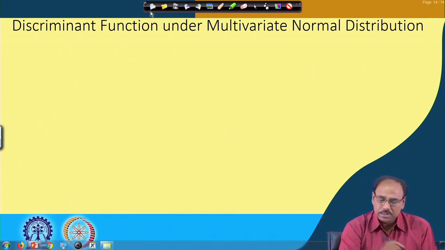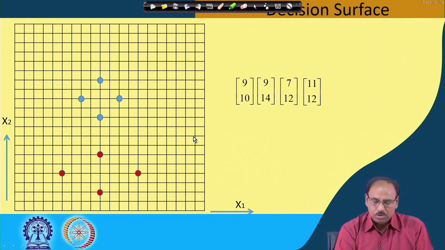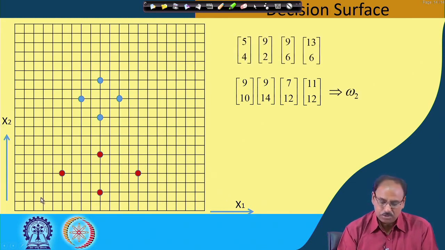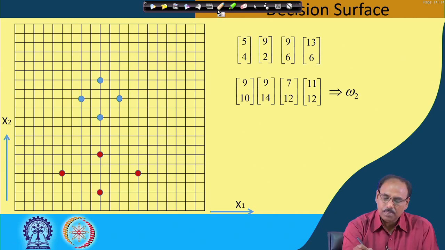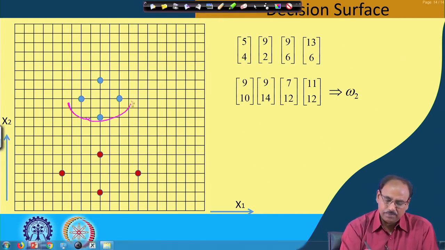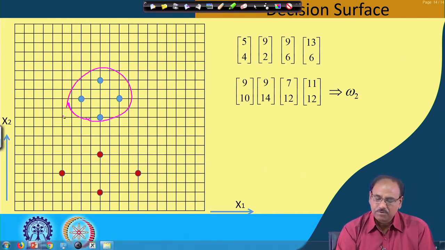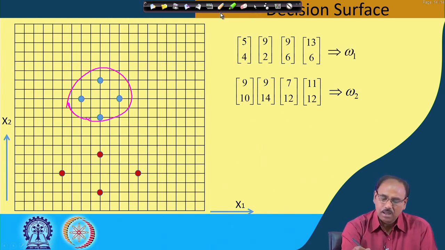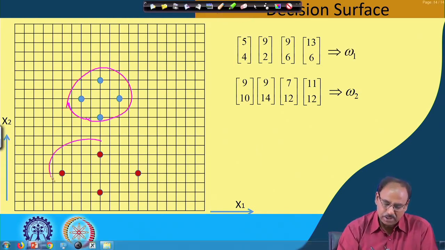So, now let us see what will be the decision boundary in this kind of scenario. For this again I take a set of feature vectors, say (9,10), (9,14), (7,12) and (11,12), which are taken from class omega 2, and I have a set of feature vectors (5,4), (9,2), (9,6) and (13,6), which are taken from class omega 1.